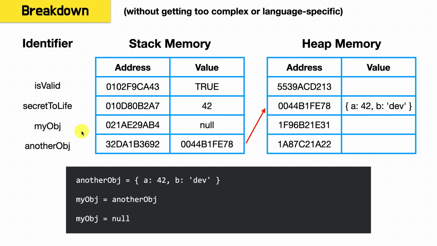And now if we set myObj to null, it's nulled out this value, and once again, it didn't change anotherObj. It's still just referencing the same location in memory. It just changed the value that we had stored in this variable.